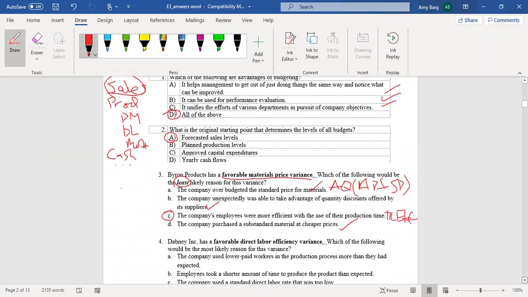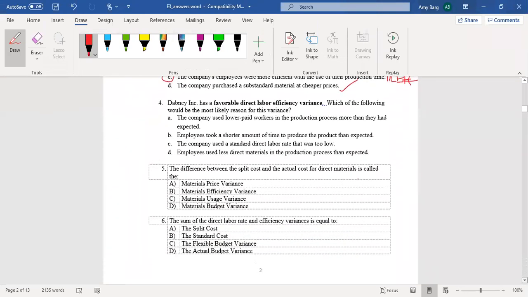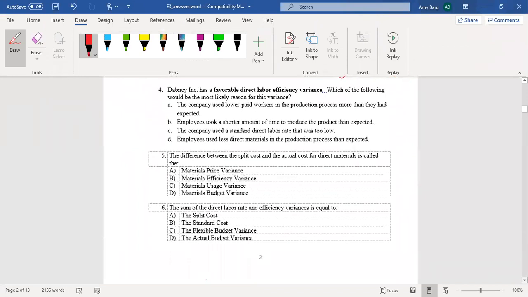Number 4 says, Dabney Inc. has a favorable direct labor efficiency variance. Which of the following would be the most likely reason for this variance? So for a direct labor efficiency variance, we're going to take our standard price, hold that constant, and compare our actual quantity to our standard quantity. We want our actual quantity, because we're looking for favorable, to be less than our standard quantity.